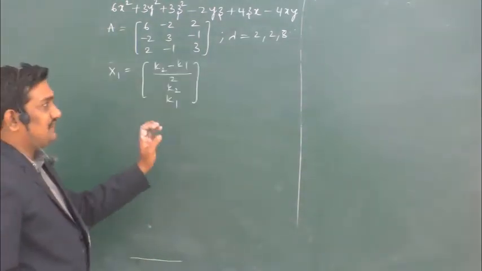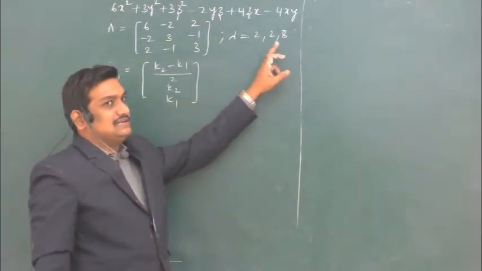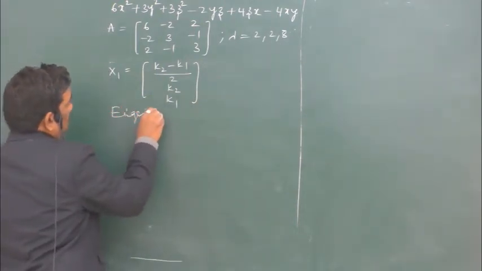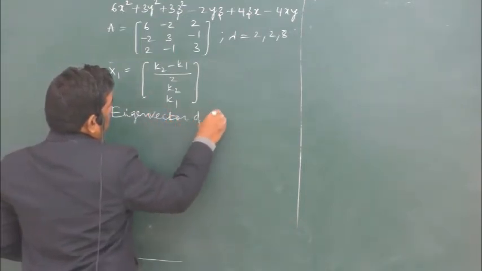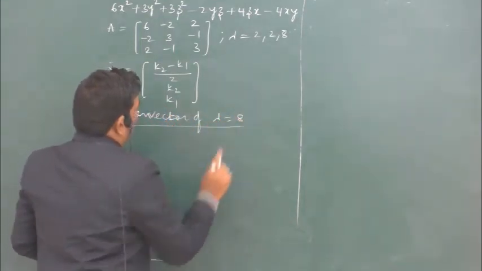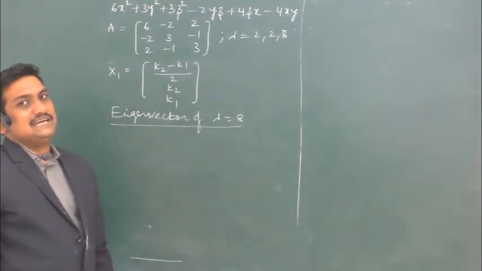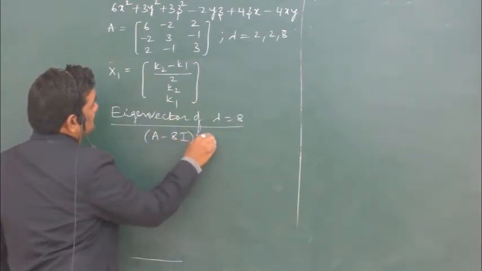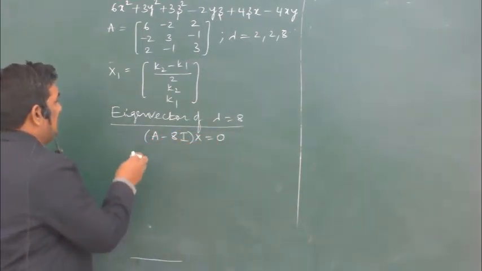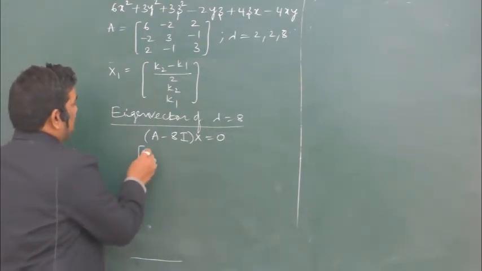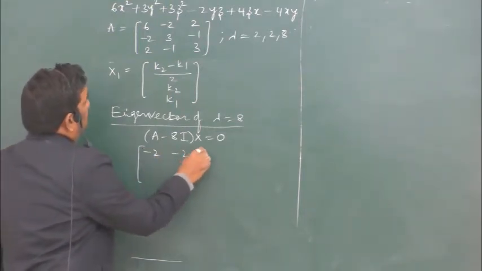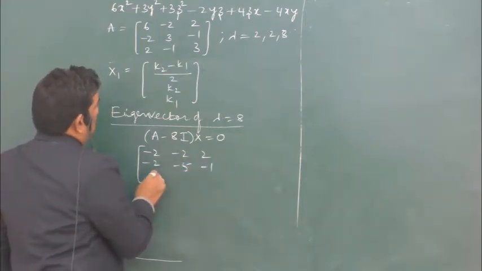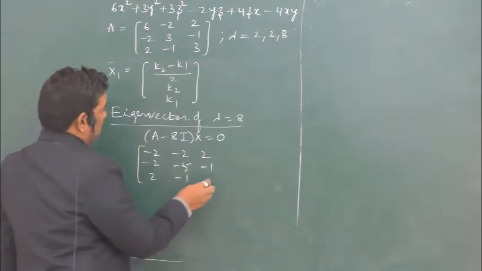Now let us find the other eigenvector corresponding to 8. Again, an eigenvector is a non-null matrix satisfying the equation A minus lambda I, here lambda I is 8I, into X equals null matrix. Let us write A minus 8I. It is 6 minus 8, minus 2, 3 minus 8, minus 5, 3 minus 8, minus 5.